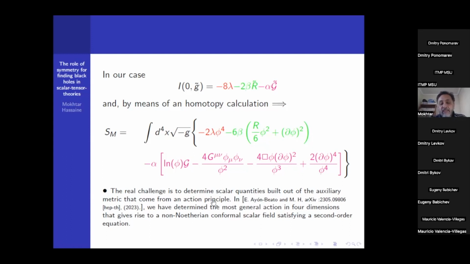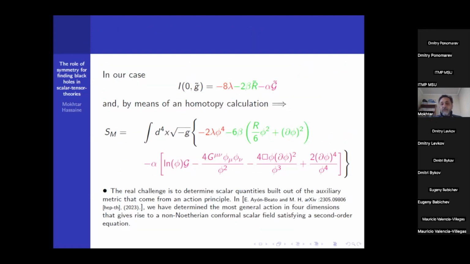We have done this recently in this paper. We have determined the most general action in 4 dimensions that gives a non-Noetherian conformal scalar field action satisfying a second order equation, but only for the scalar field, not for the metric, because here we also consider Weyl, and Weyl is of higher order. It's just to mention this last work that I did.